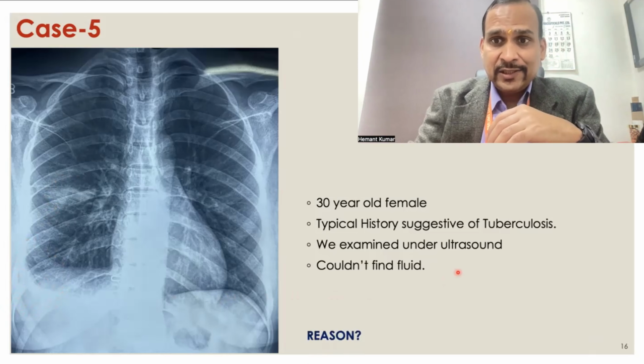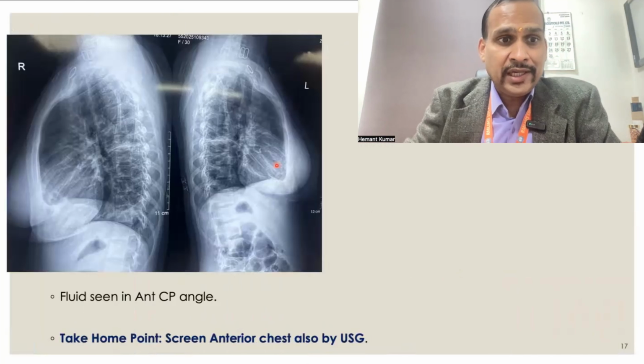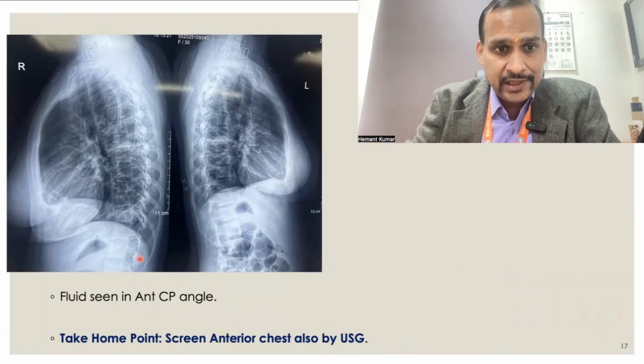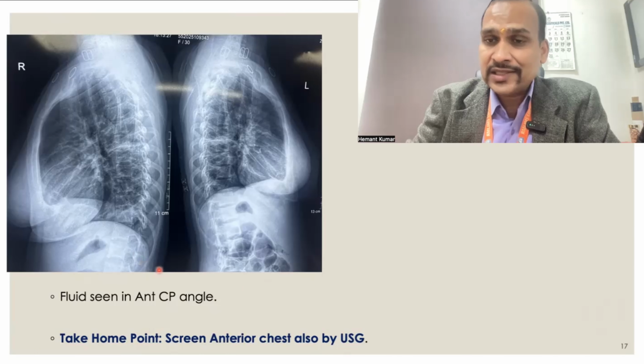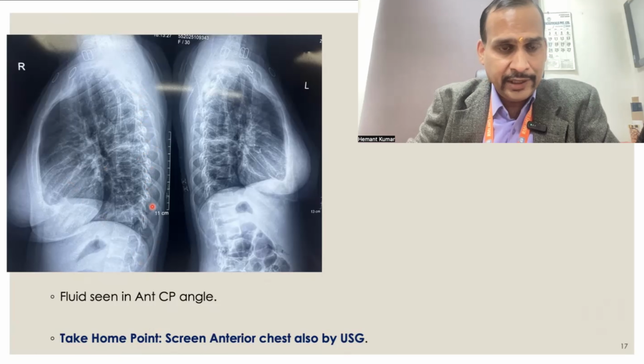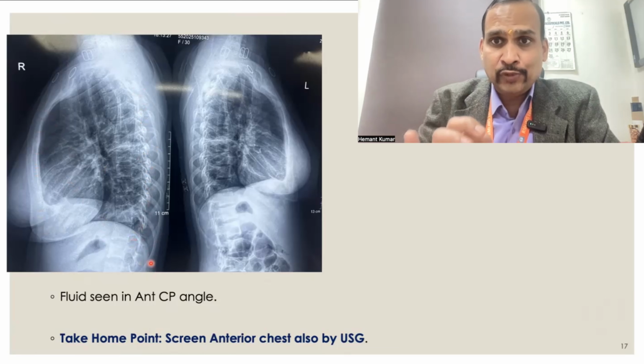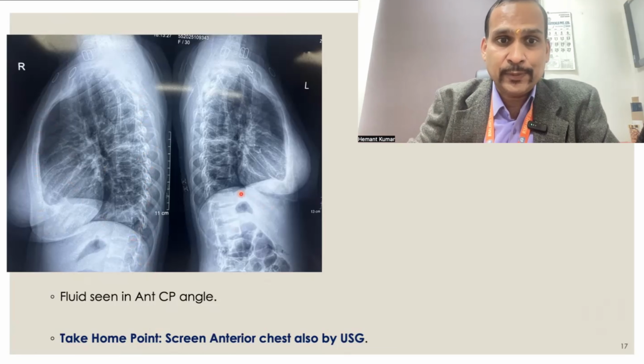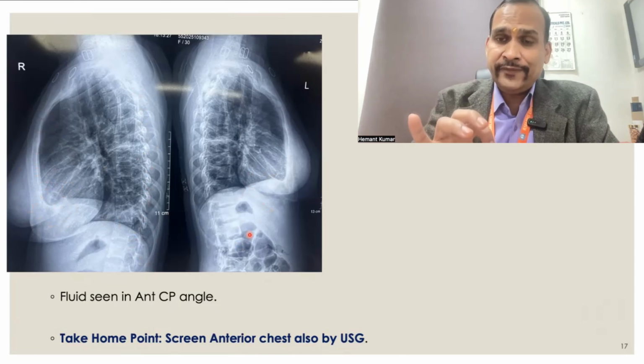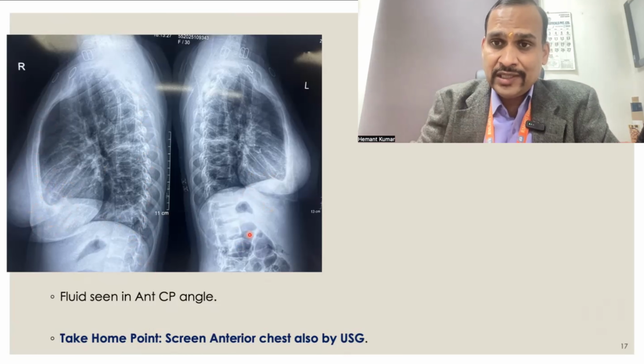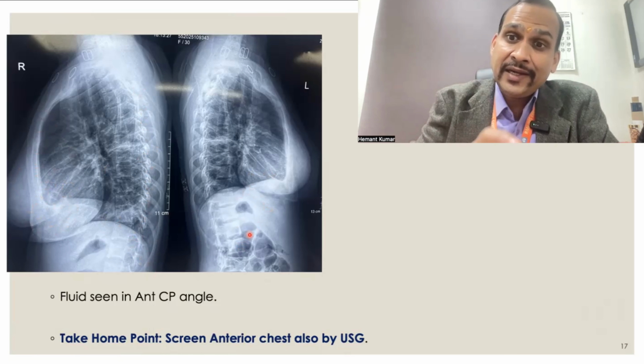But in this patient, if we do a lateral X-ray, we can see there is no fluid in the posterior CP angle. So this is the posterior part, you can find vertebrae, and this is the anterior part. The posterior part, which is the most common site for pleural effusion, has no fluid, the CP angle is clear on the posterior side. But if you see the anterior side, there is fluid, CP angle blunting at the anterior side. So take home message for all of you, if you find effusion in chest X-ray, examine anterior also.